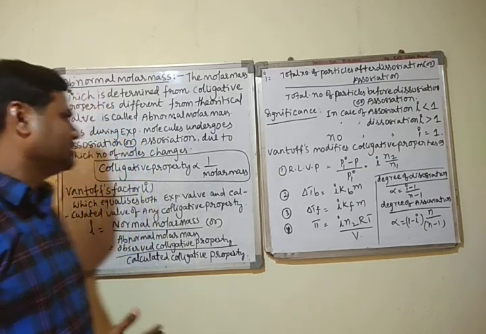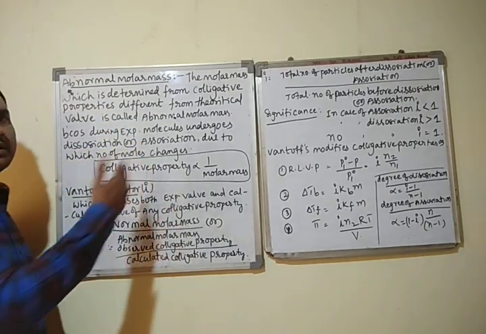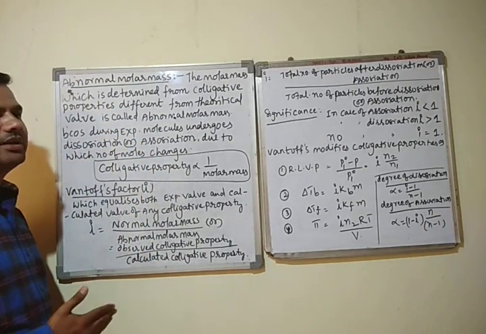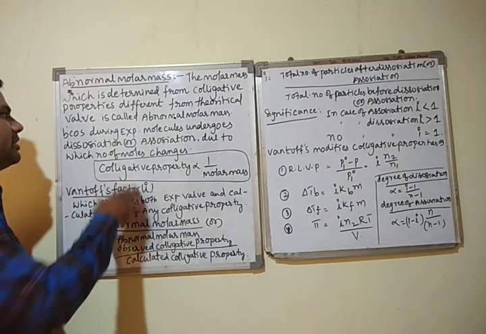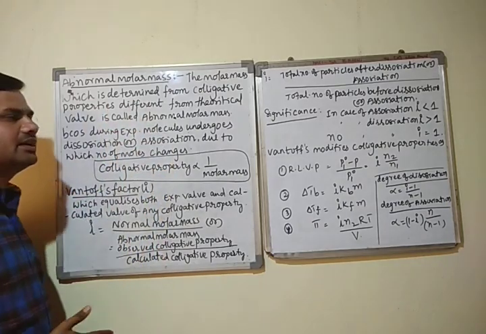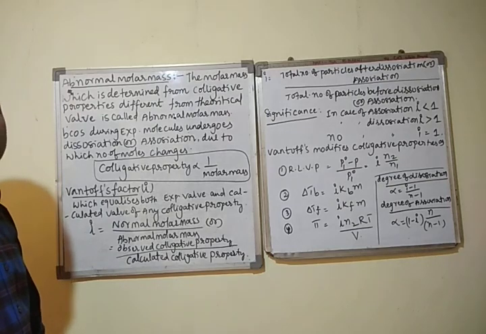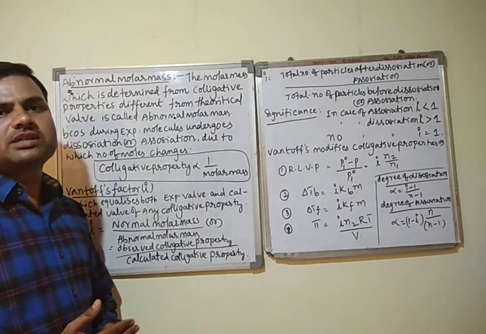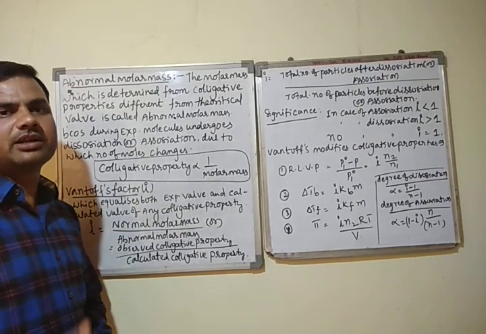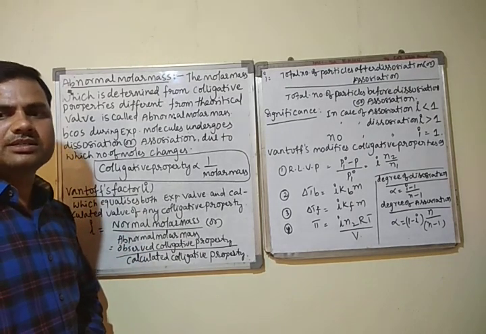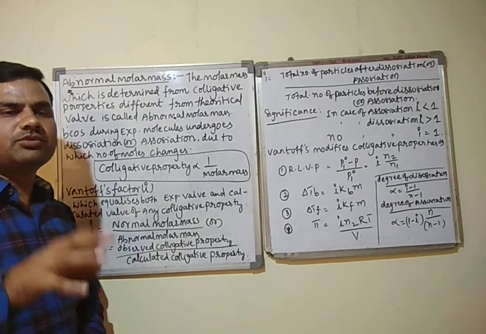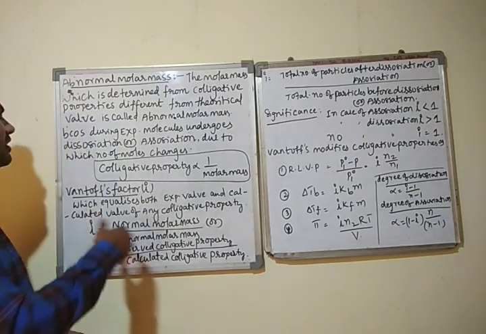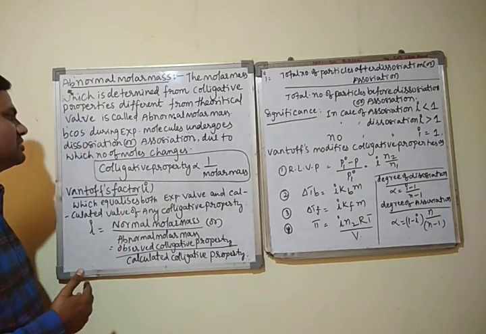The reason for this is that during the experiment with colligative properties, the molecules may undergo dissociation or association. What is dissociation or association? The molecules can be divided into some other particles, or more number of particles. Otherwise, more particles are combined to give only one particle. So the molecule may be involved in either dissociation or association.